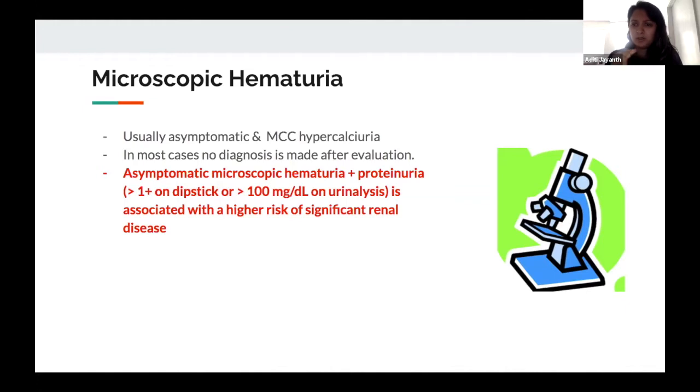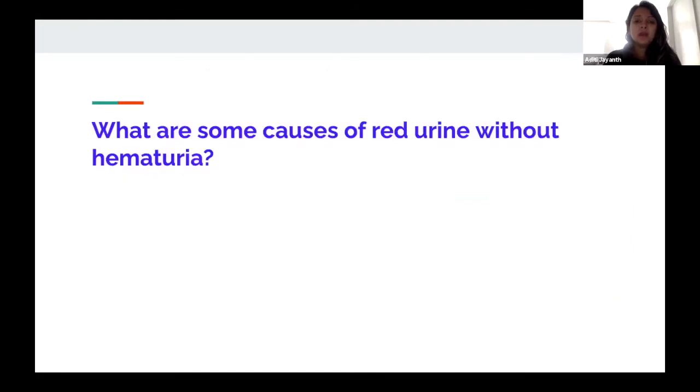So microscopic hematuria plus proteinuria should always just be like, this patient probably needs a little bit more of an evaluation. Whether that happens in the ER or not is a little bit of a different story. And then, let's talk about some of the causes, because this is always a little bit fun: what are some of the causes of red urine without hematuria?